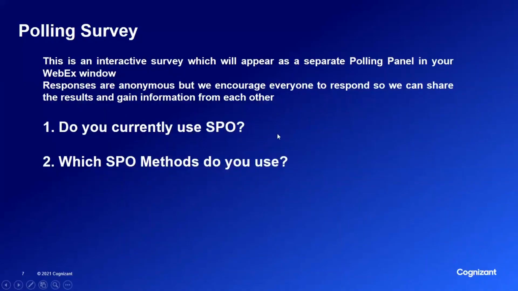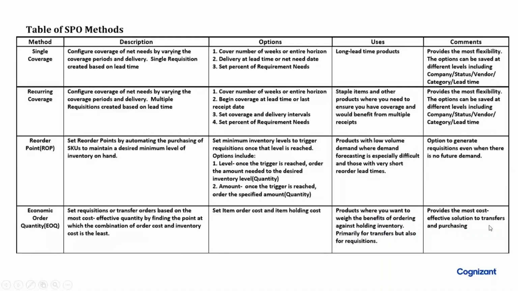Now we're gonna get into one of our polling surveys for today. So we did this last session, but if you weren't attending that one, just to give you a quick overview, this is something that Stuart will have pop up here on the right-hand side, and it's going to be a polling survey. We're going to start off with just 2 questions here. All your responses are anonymous, so we just want to encourage you to participate here. The first question is just a yes or no question: do you currently use the SPO module? And then the second question is, if you do use the SPO module, what methods do you use? So Stuart's going to open up that poll here shortly.